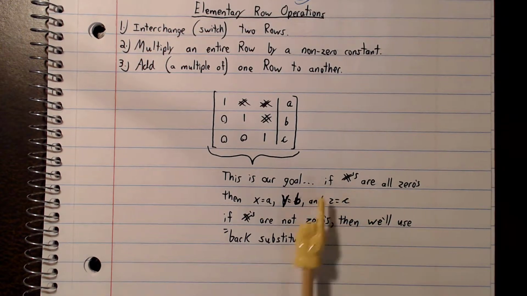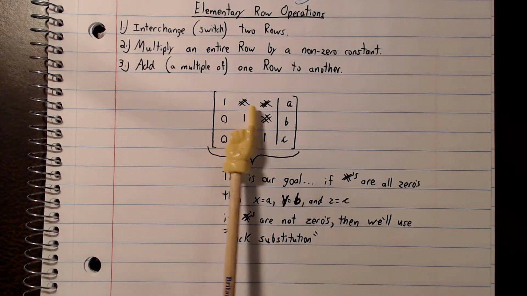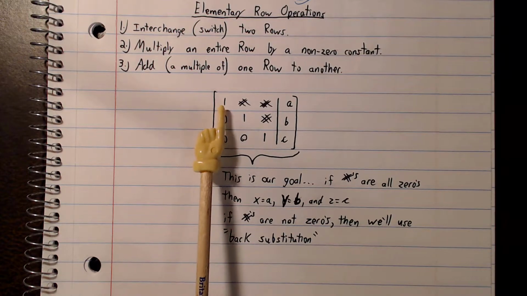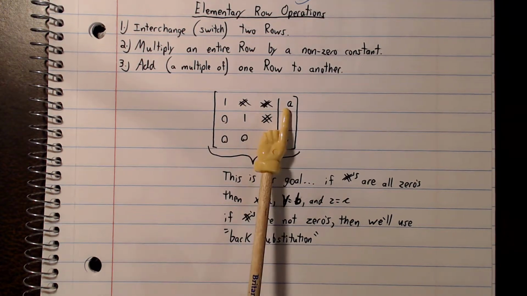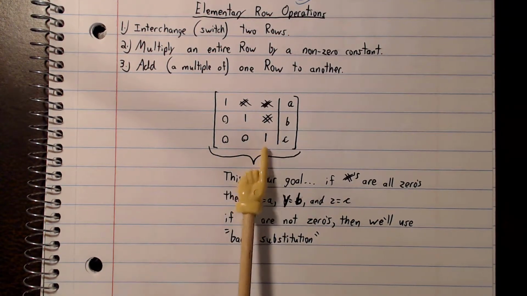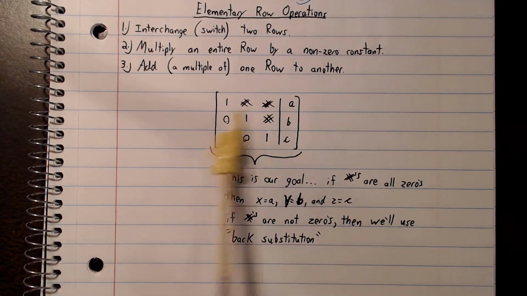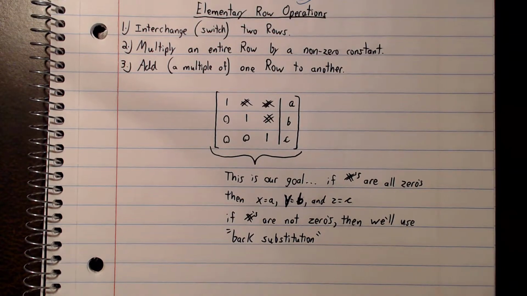And here's what happens. If these hashtags up here are all zeros, then we can very simply see that our X would equal A, our Y would equal B, our Z would equal C. Right? That's very clear. There's nothing else in those positions, so it would have to be equal.